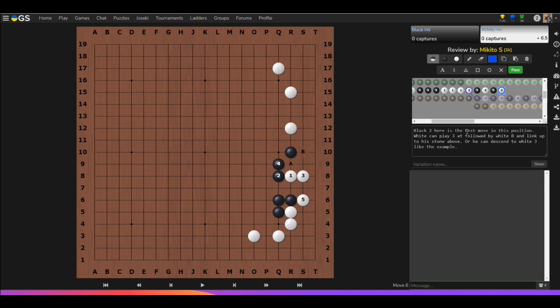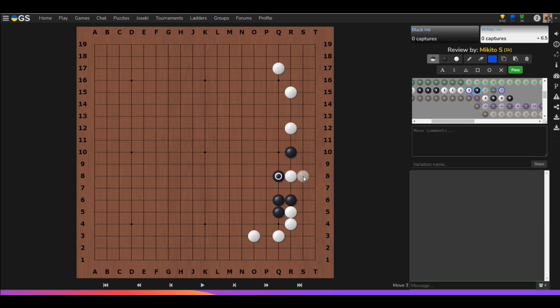Black 2 here is the best move in the situation. White can play 3 followed by white B, and link up to his stones above. Or he can descend to 3. So instead of playing this descend, white could also play this way and link up to his friends as well. So we can see that white is able to link up to his friends, but black gets to keep all his stones connected, right? And so black still has some influence.